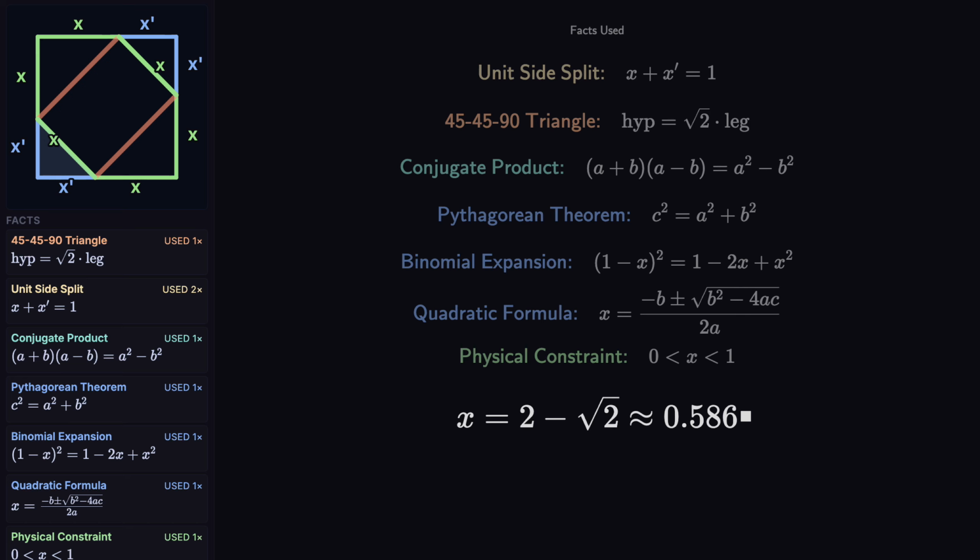For the pure geometric route to this answer, check the other video linked in the description.